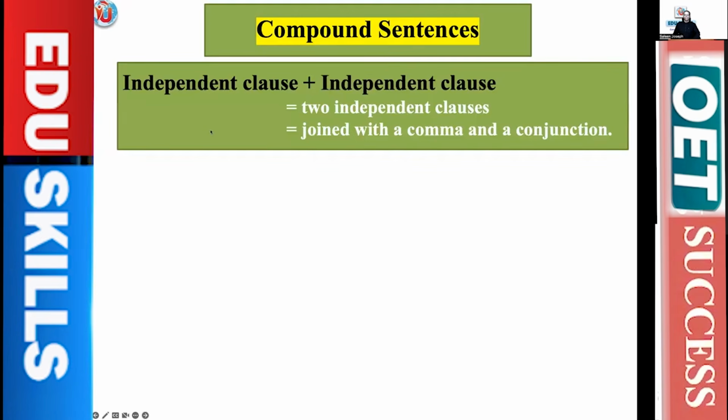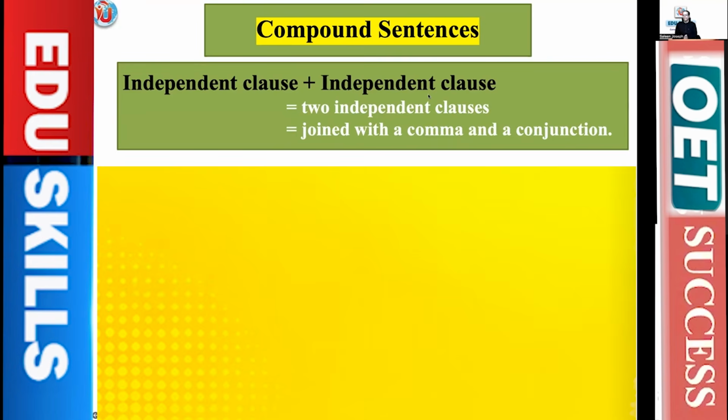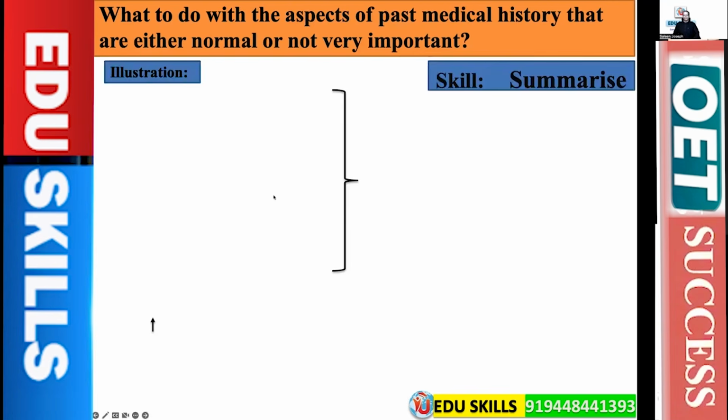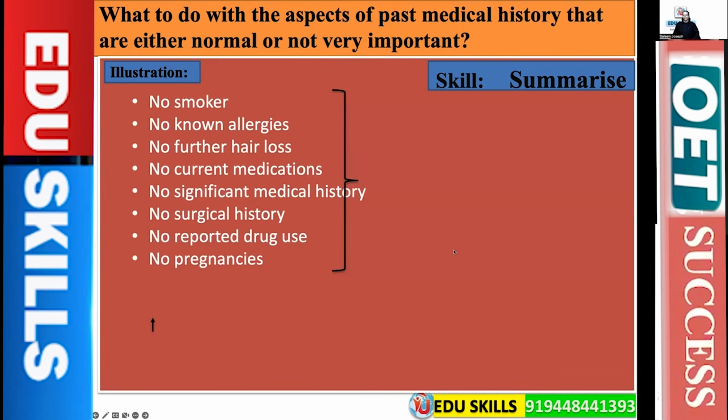Now, compound sentences: independent clause plus independent clause. As I said, one simple sentence which has a subject and verb is known as an independent clause because it makes sense by itself. Two independent clauses are joined with a comma and a conjunction. So what to do with the aspects of past medical history that are either normal or not very important? You have seen this. So this is to summarize the things. Then I'll show you how to write one sentence.